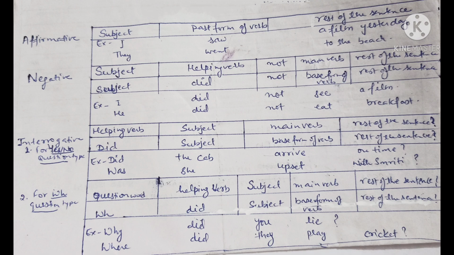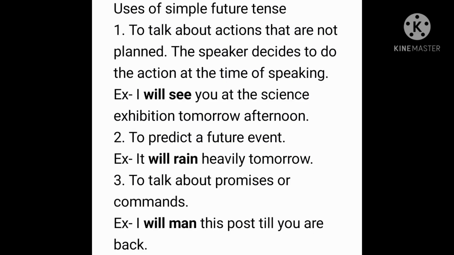cricket? Now let's move on to simple future tense. Simple future tense in English is used to describe an action that will happen in the future. Immediate or on-the-spot decisions, intentions, promises, predictions without evidence are included in simple future tense. So, see the example of immediate decision.